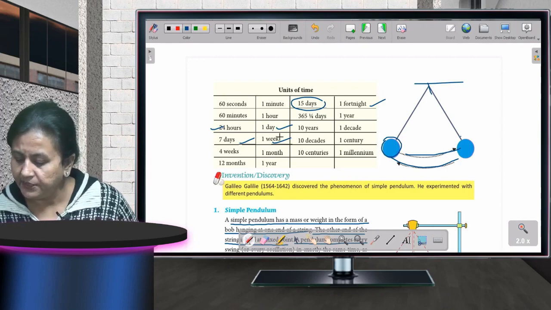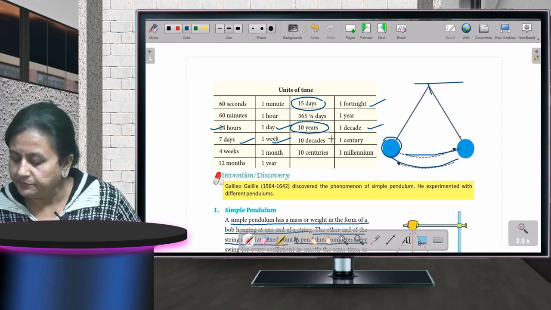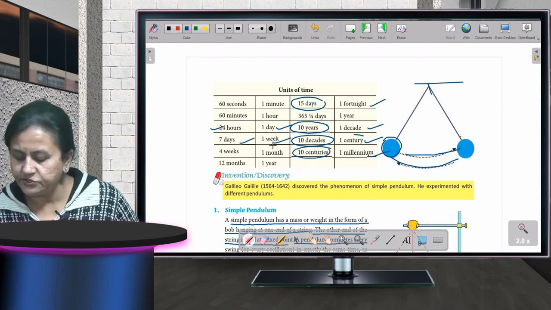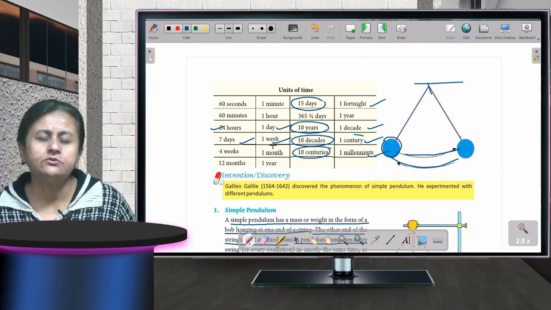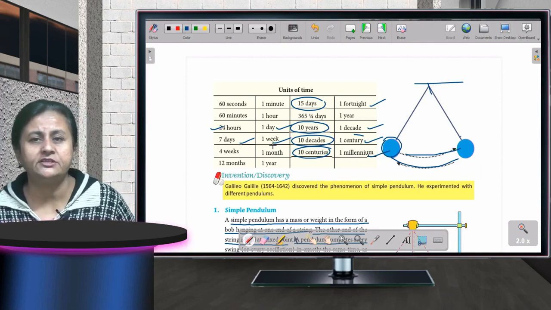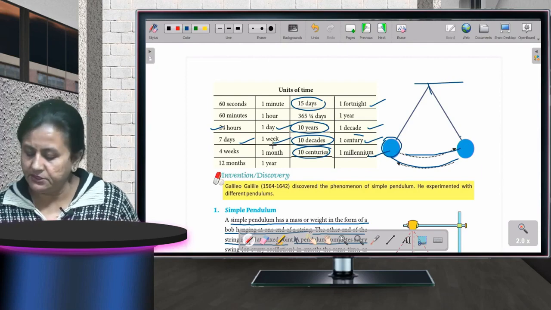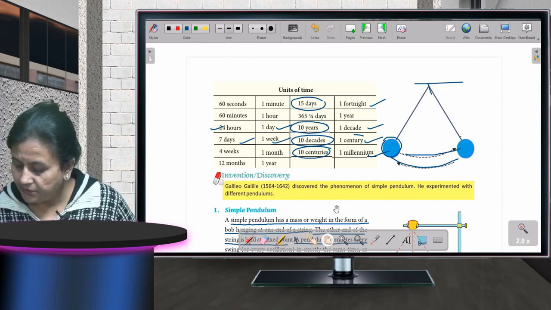Then 1 decade is equal to 10 years, and 1 century is equal to 10 decades. 1 millennium is equal to 10 centuries. Please go through this table. This is very interesting and very informative also. This is really going to help you out.